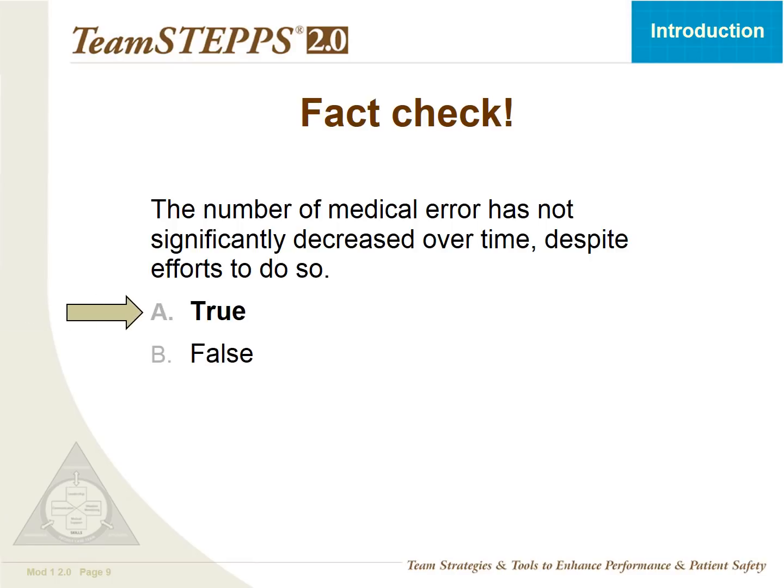That statement is true. The number of medical errors has not significantly decreased over time, despite our efforts to do so. So even though we have made some improvements in things such as infection rates or adverse rates or lengths of stay, we still have a high number of medical errors that cause death in our patients. And it is currently, in 2016, the number 3 cause of death in the United States.